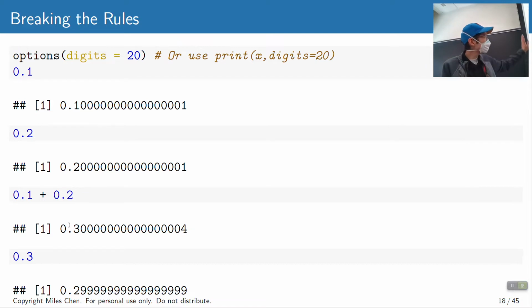All right, so here's a little bit of a clue of what's happening internally. Here we can set the digits in one of the options to say, print out 20 digits or as many digits as you can, R.